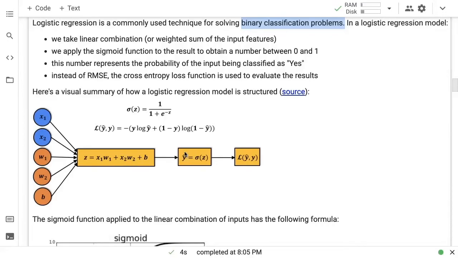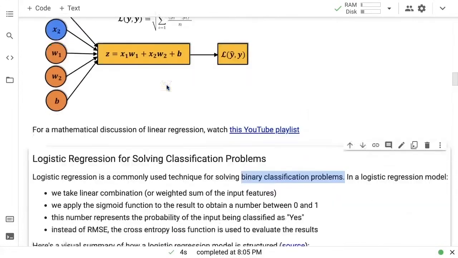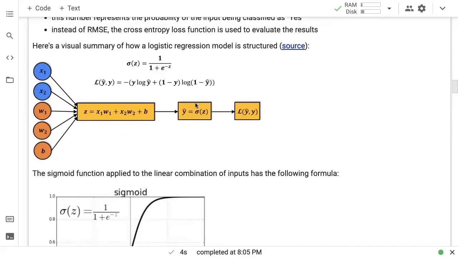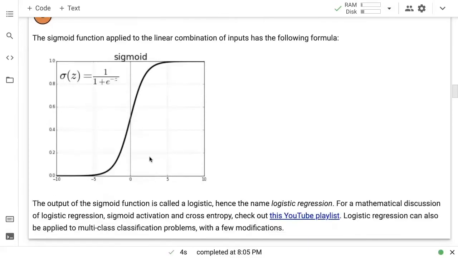Then we have an additional step here. So in linear regression, we were done at this point, but in logistic regression, we have an additional step. We take this quantity and then we put it through this activation function called sigma, called sigmoid. It's represented by this character sigma, but it stands for sigmoid. And what the sigmoid function does is it takes this output of this linear combination and it squishes it between the range 0 to 1.